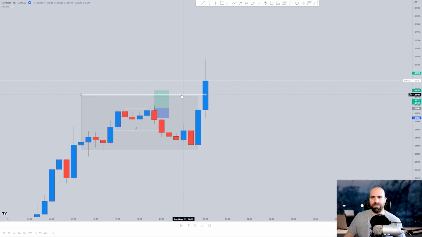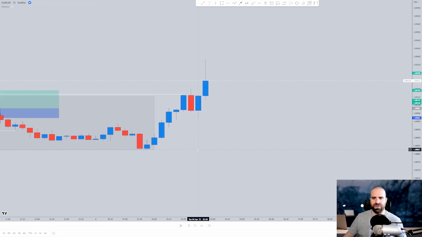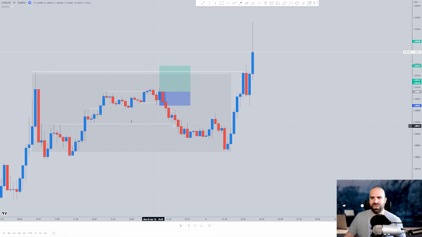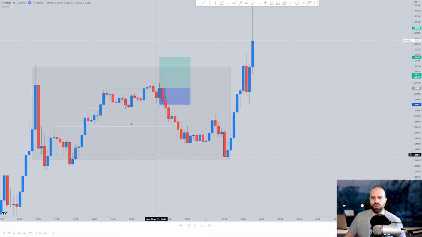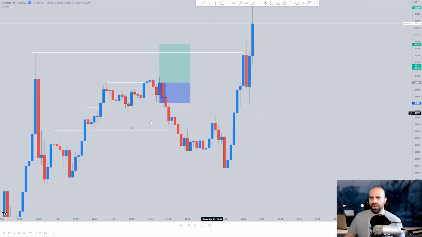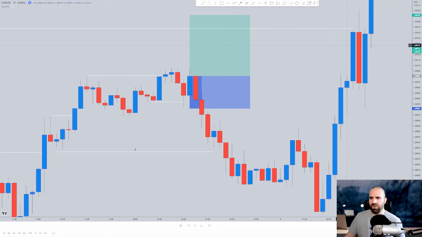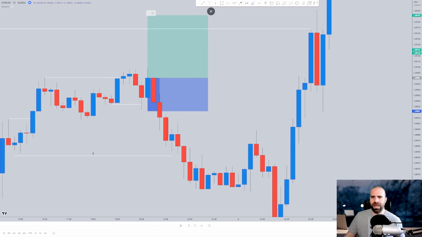So after the impulsive break of structure has happened here on the 1 hour time frame, scale down to the 15-minute time frame, and then tell yourselves the story. So we continued and we told ourselves the story over here. Until here, I shall say, price came back and grabbed the liquidity below this area.